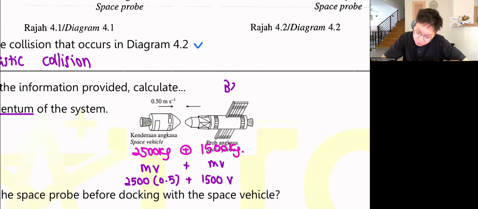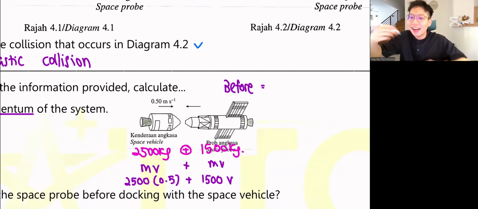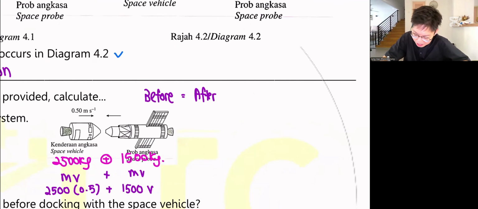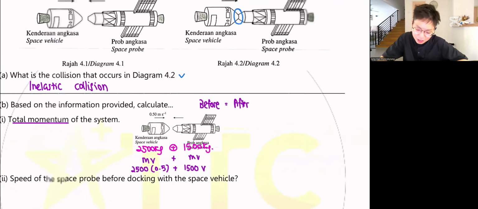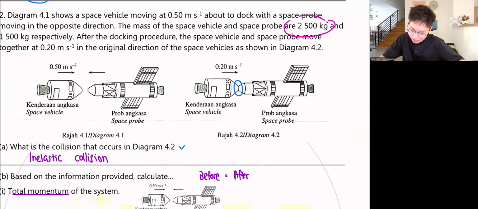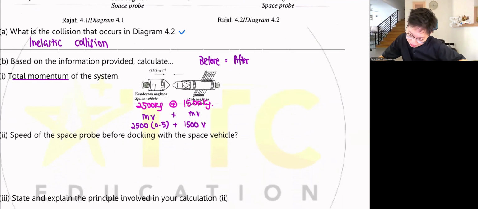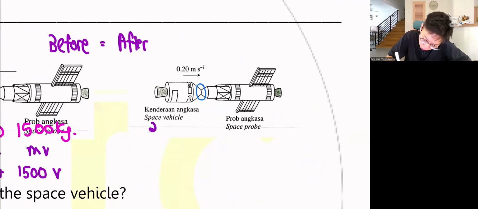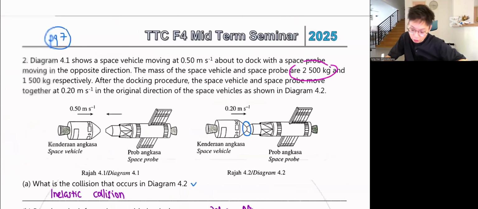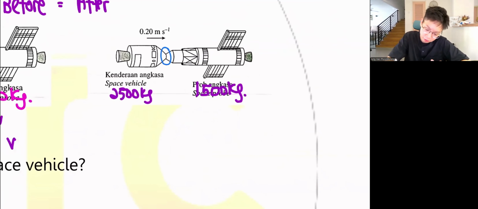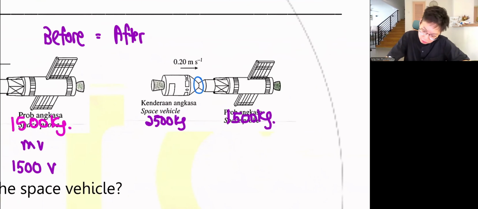If I cannot find the momentum before, since I know the momentum before and after is the same, can I calculate the momentum after? Let's try. Maybe can, maybe cannot. Since I know after that they're going to be stuck together, this is going to be 2,500 kg and this is going to be 1,500 kg. Let's add them up together.